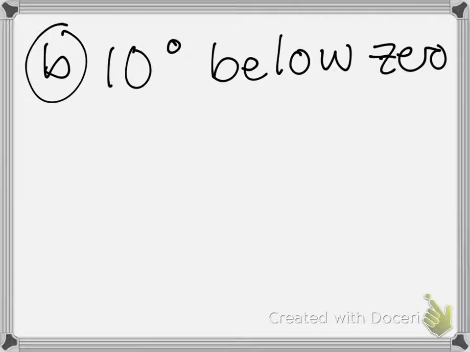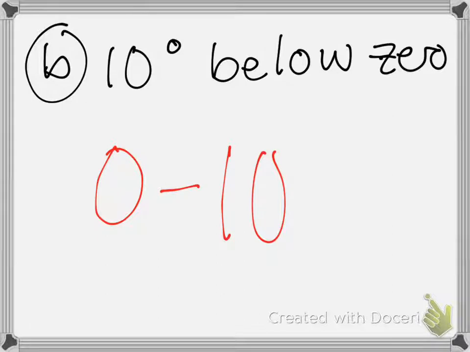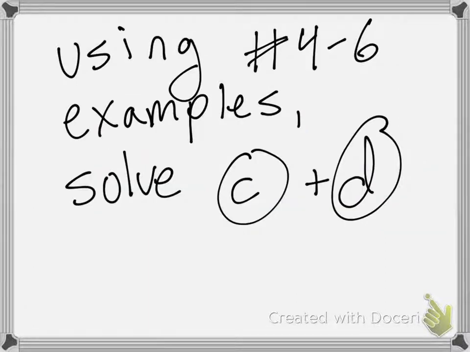What about this one? Andrew, 10 degrees below 0. Negative 10, because we've gone below. What that means is if we had 0 degrees, we went below, so we subtract 10. 0 minus 10 is negative 10. Exactly.